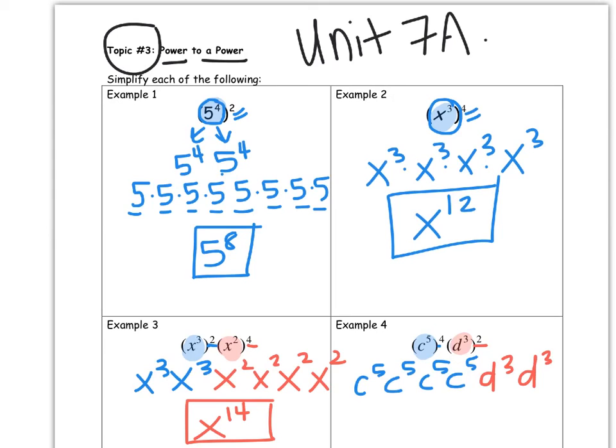Alright, I got to keep track of how many I have total. In total I have 5 c's plus another 5, so 5, 10, 15, 20. I get c to the 20th power. Count up my d's. I have 3 plus another 3. That is 6 total. Final answer is c to the 20th power times d to the 6th power.